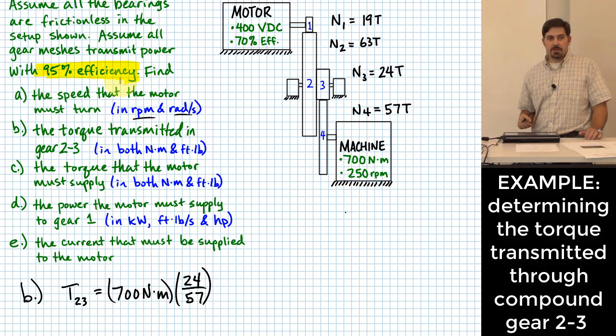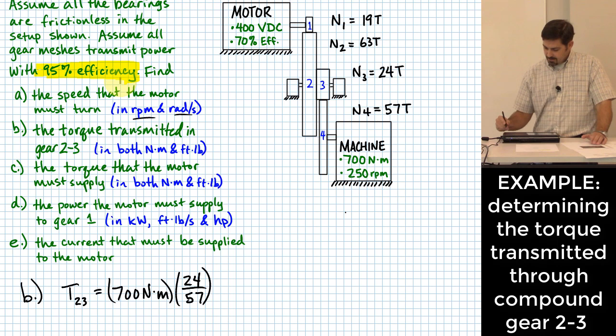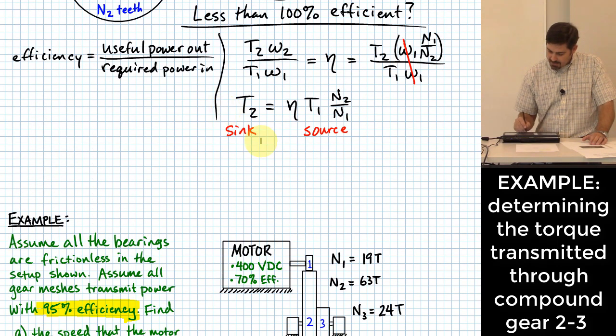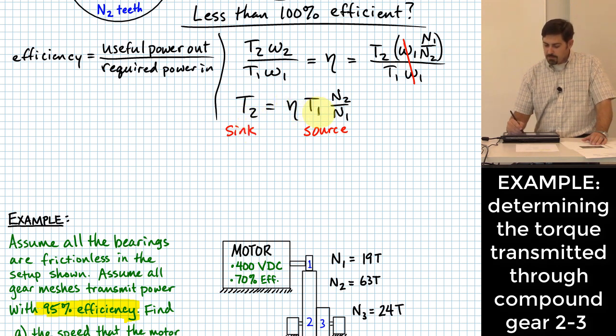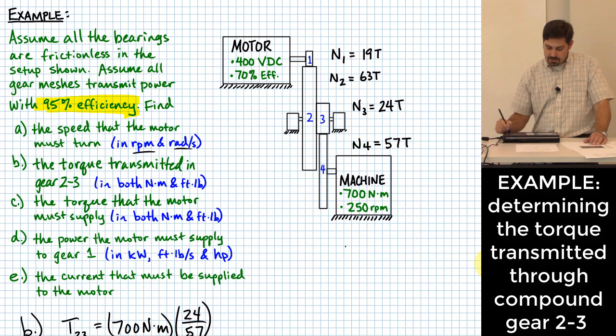These only transmit torque with 95% efficiency. If we want, we can go back up and remind ourselves how to deal with that. We're looking here at there being a T2 as a sink with an efficiency times T1 being the source times N2 over N1. In this problem, which one is the sink and which one is the source?